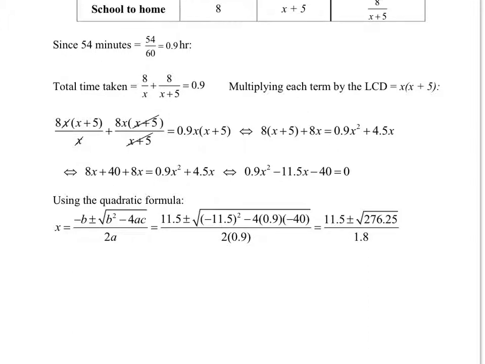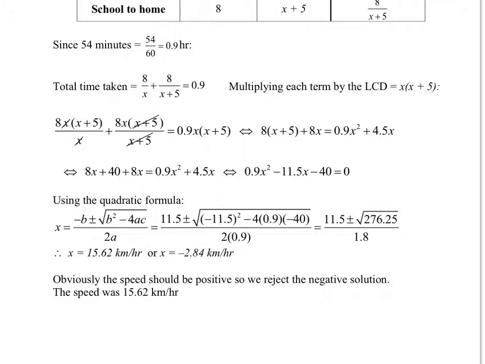If you do that, what you should then end up with are two possible answers: 15.62 kilometers per hour or negative 2.84 kilometers per hour. Now let's just think, how much sense does it make for a speed to be negative? Well, none. So the possible value that we want is 15.62 kilometers per hour. And that's the speed at which this person went to school.